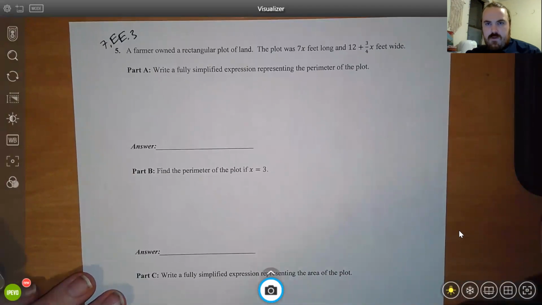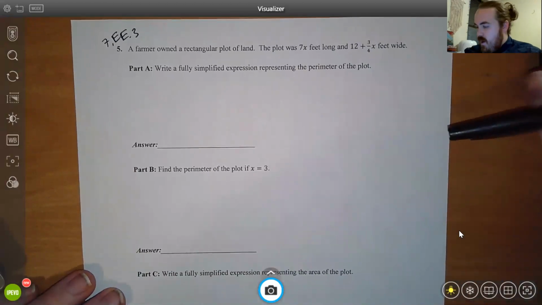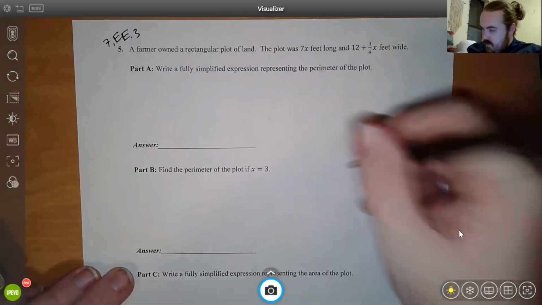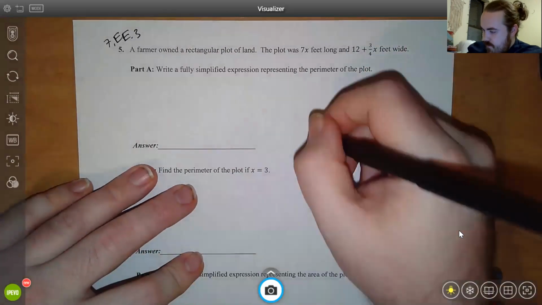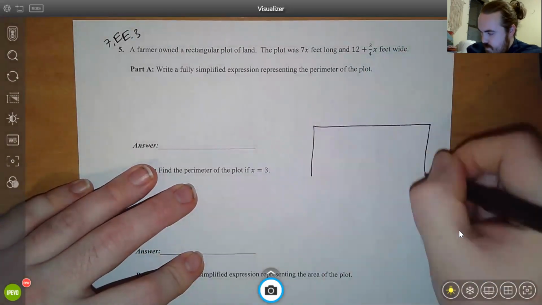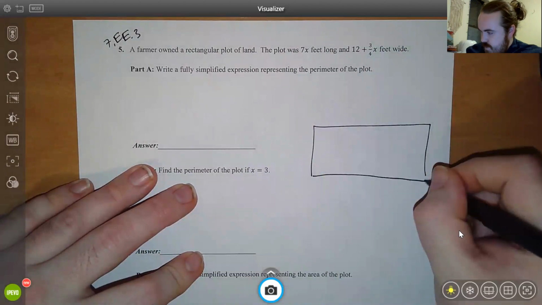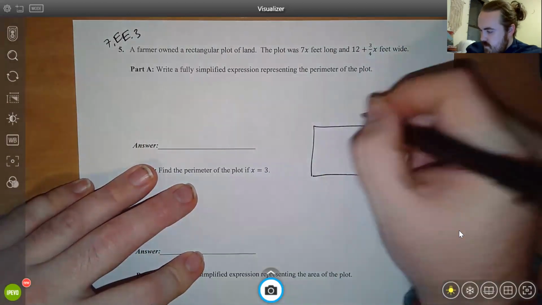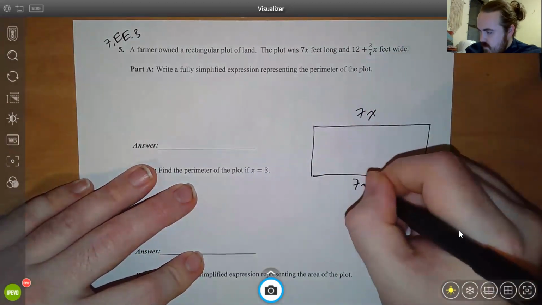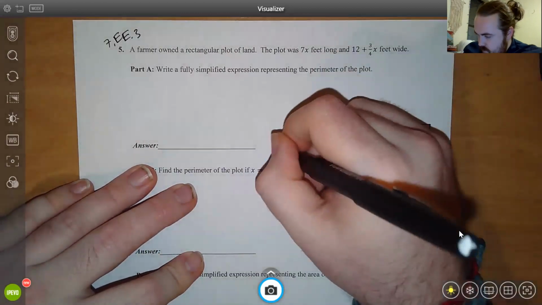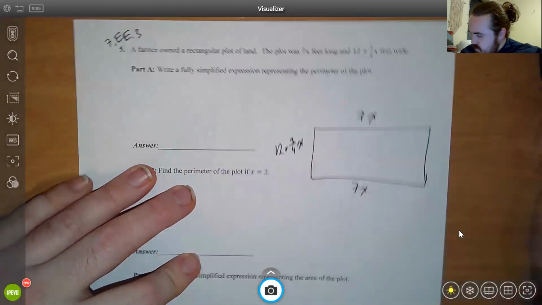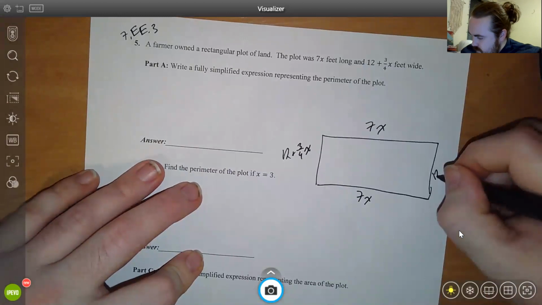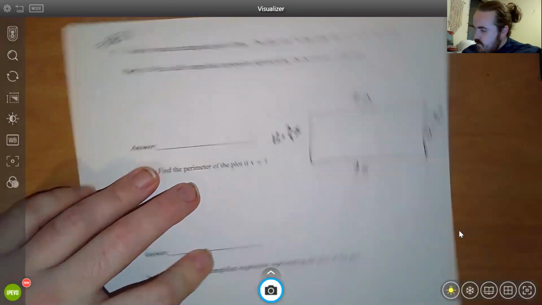It says a farmer owned a rectangular plot of land. The plot was 7x feet long and 12 plus 3/4 x feet wide. What is a fully simplified expression representing the perimeter of the plot? Now, first of all, anytime I get something like this, I like to draw it out. All right, so now 7x, 12 plus 3/4 x, 12 plus 3/4 x.